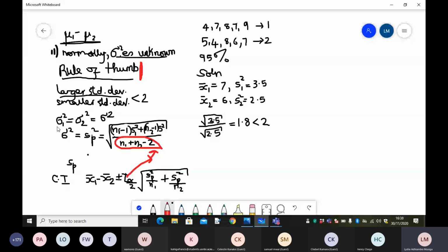And if that is the case, then we need to estimate sigma squared by calculating the pooled sample variance. So our pooled sample variance, let me just substitute the values.